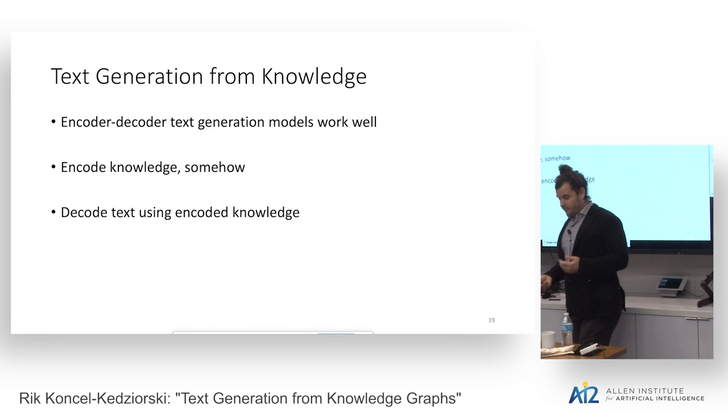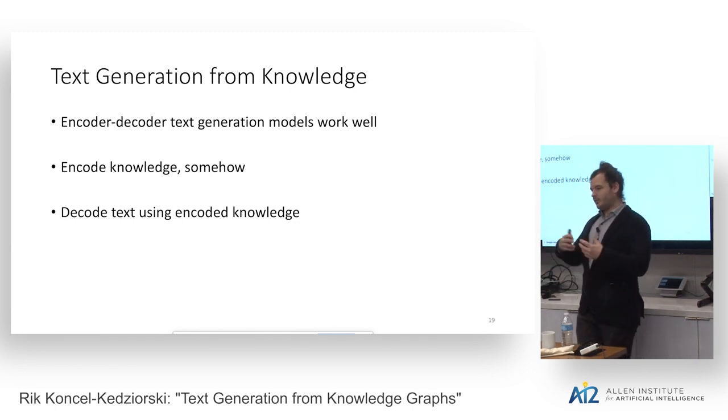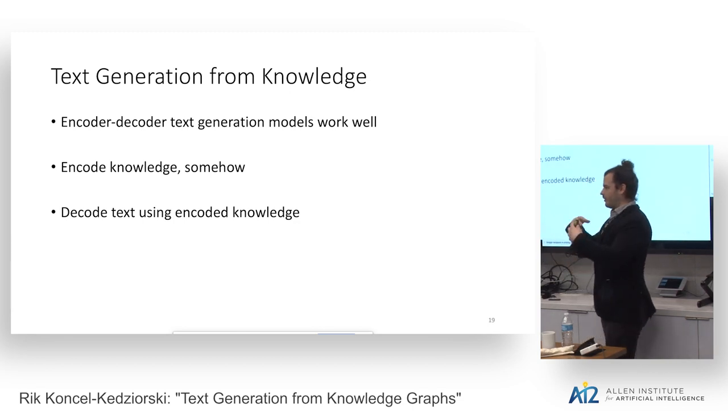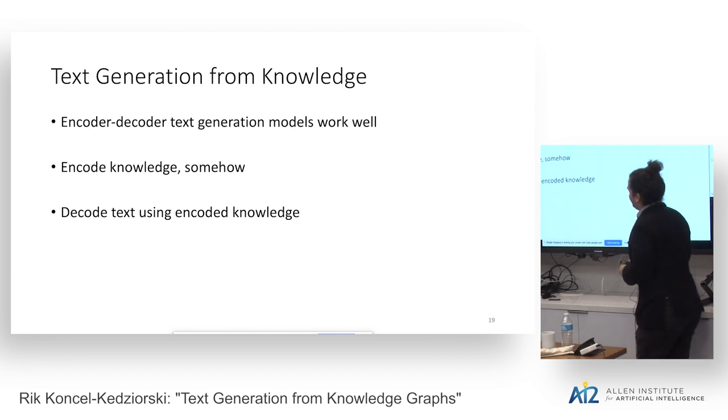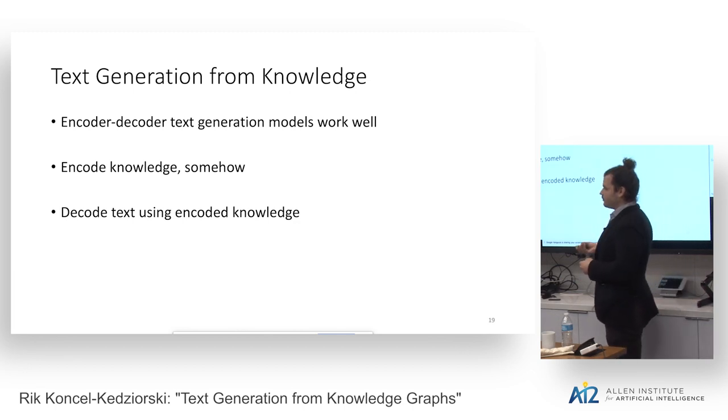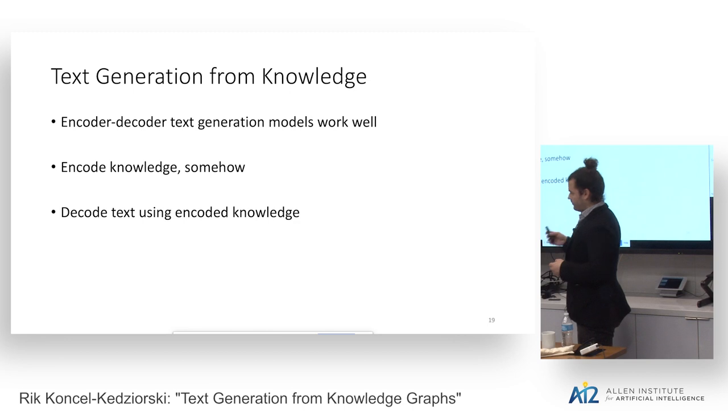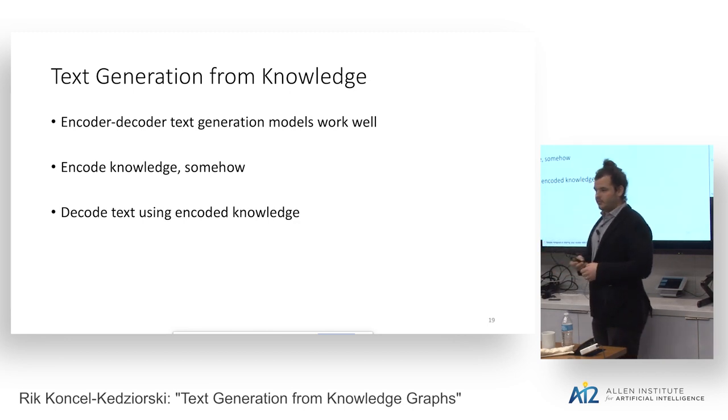So how are we going to do this? Recently, as probably well known to most people, there is the encoder-decoder setup for text generation, where some input is turned into a bunch of vectors, and then those vectors are used to condition the generation of tokens in the output. This is a very standard and powerful way to generate text. So if we had some way of encoding our knowledge graph, we could then decode text according to standard techniques.